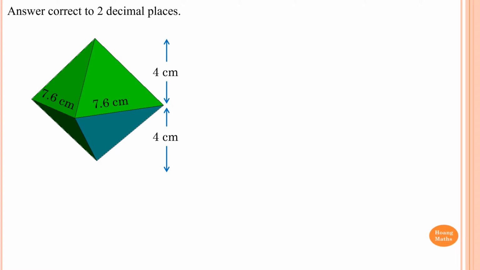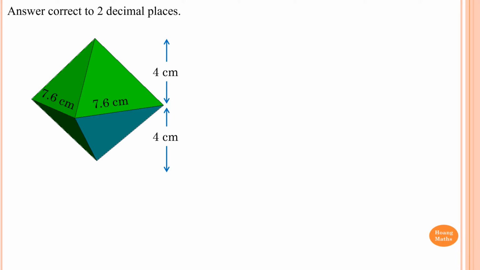So first of all, we know that the top pyramid is exactly the same as the bottom pyramid. So all we need to do is work out just one triangle, and then we times 4 at the top and another 4 at the bottom, so we just times by 8. So that's all it is really. It looks complicated, but if you think about it, it's just 8 triangles all together.